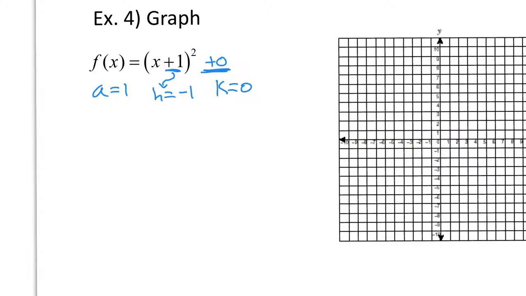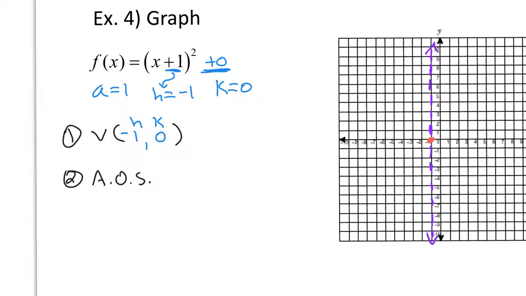But now we need to actually graph the parabola. So step number 1, I'm going to look for my vertex. And my vertex is my h and my k. So remember, h is -1 and k is 0. So let's go ahead and plot that point. -1, 0 is right there. Step number 2, I'm going to do my axis of symmetry. So it is my dashed line through the vertex right here. It cuts the parabola in half, and it's going to help us reflect the points on the other side.